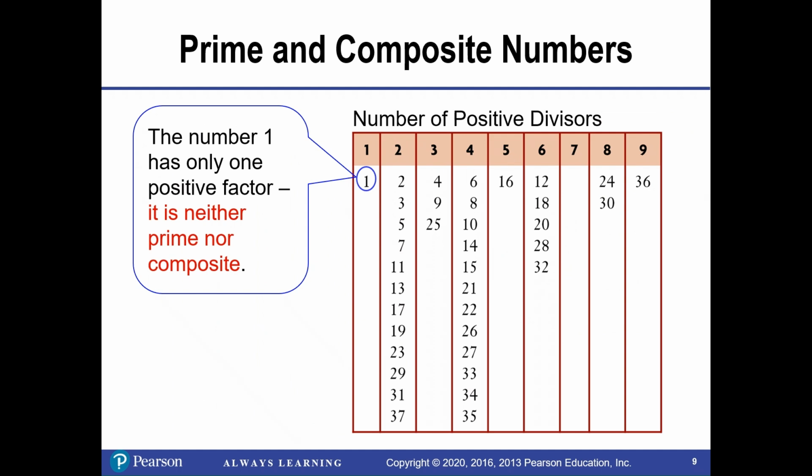And something to notice is that the leftmost column is indicating the numbers that have exactly one positive factor, and that is just going to be 1. The number 1 is the only number that has only one positive factor, and it's neither prime nor composite. So we say that 1 is not prime and it's not composite.